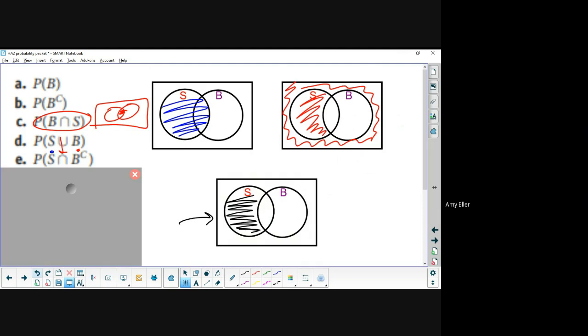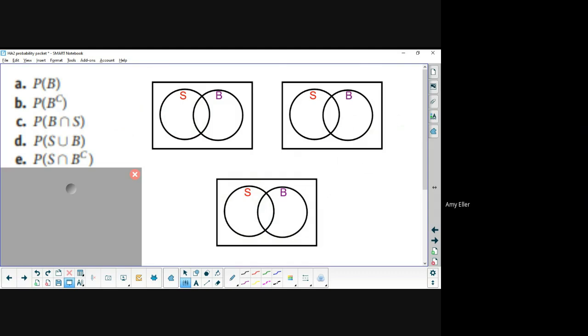Raise your hand if you got that one. Good. All right, let's give this one a try. It's the last one listed. I'm going to put up 2 more, I think.